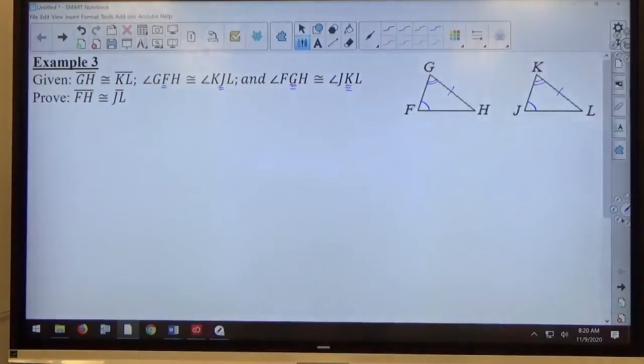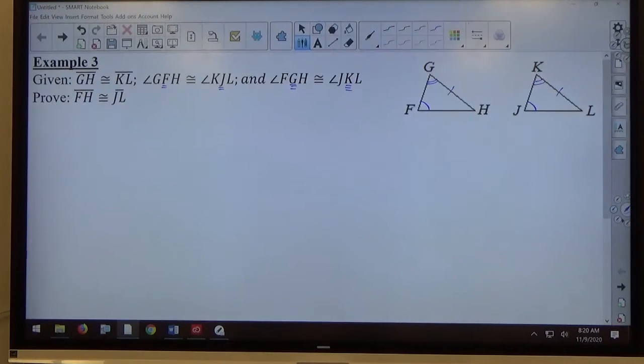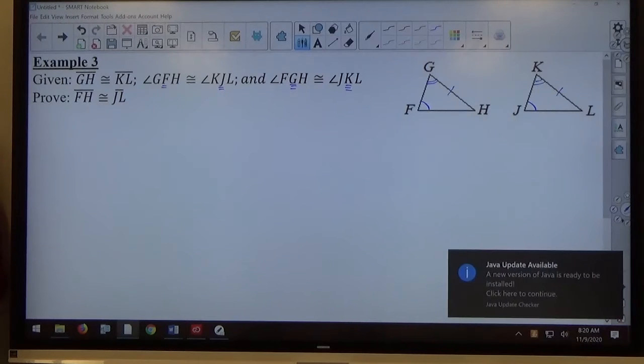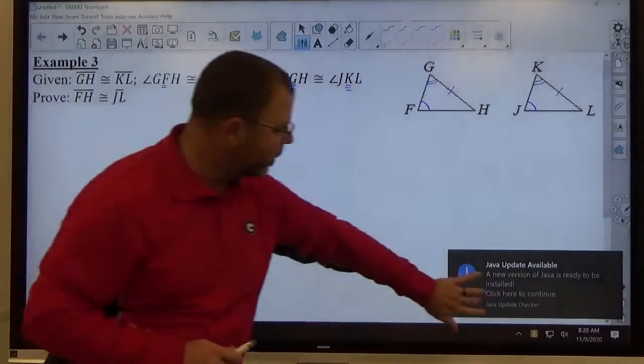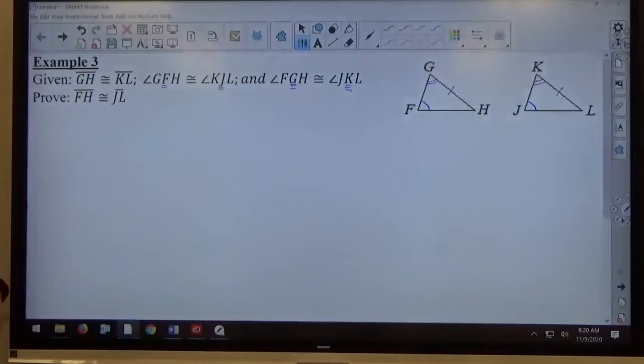So what we have here is 2 triangles with certain pieces congruent. We have all these congruence postulates about triangles: side-angle-side, side-side-side, angle-side-angle, angle-angle-side. Those are the 4 properties we know to prove congruence of triangles. Looking at what's given to me, are those 2 triangles already congruent? Yes. By what theorem? Angle, angle, side. So we're trying to prove FH and JL are congruent.